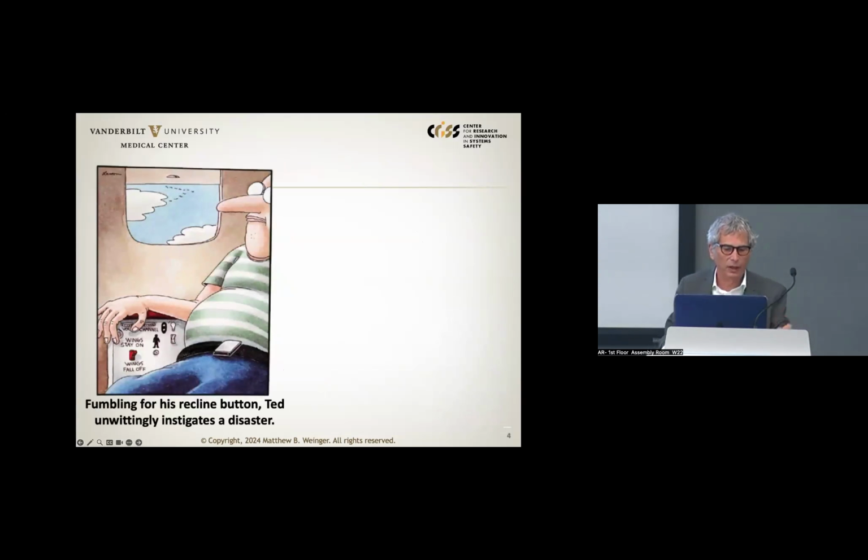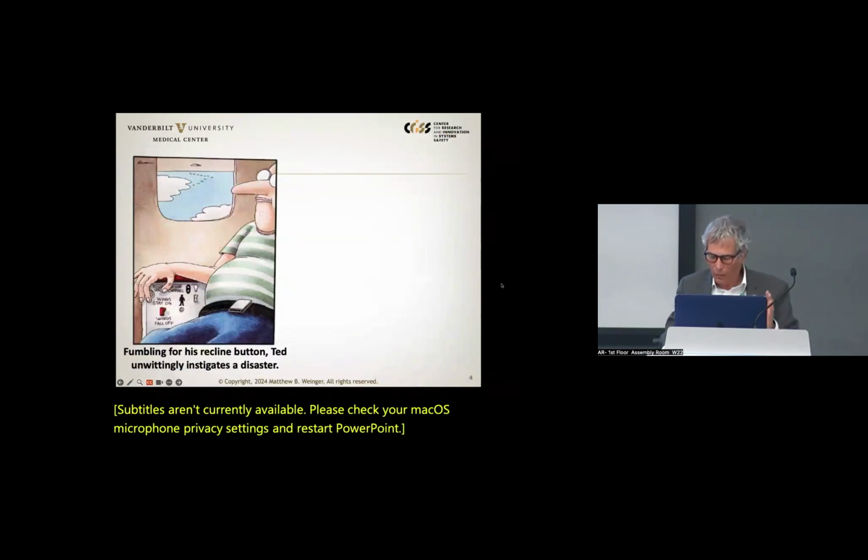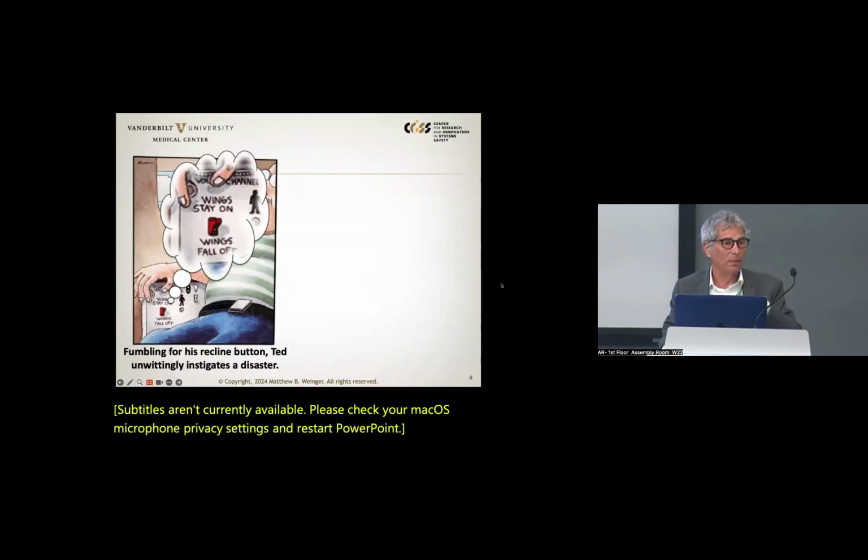Fumbling for his recline button, Ned unwittingly instigates a disaster. So, sorry, there was a pop-up on my screen which blocked what I was trying to see. So another technology usability issue. So you can see wings stay on, wings stay off. That's not a good design, right?